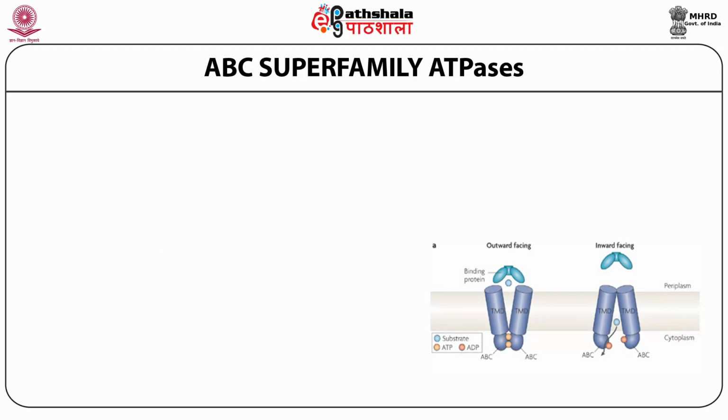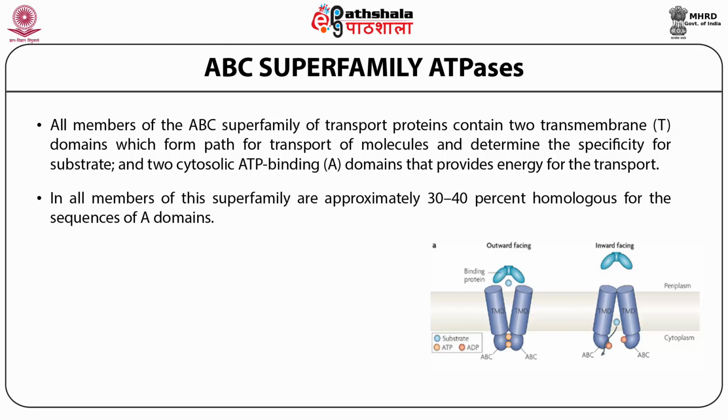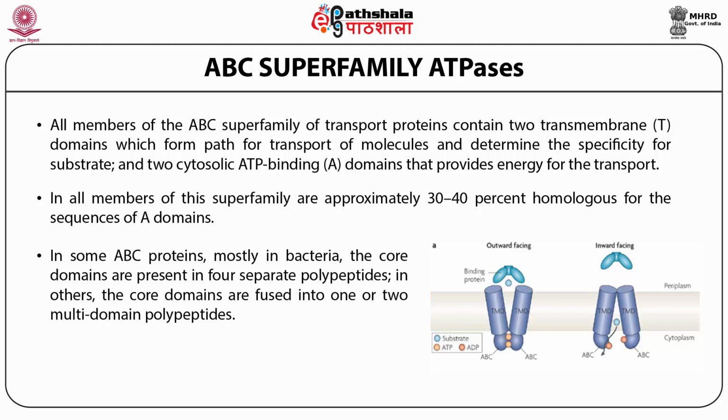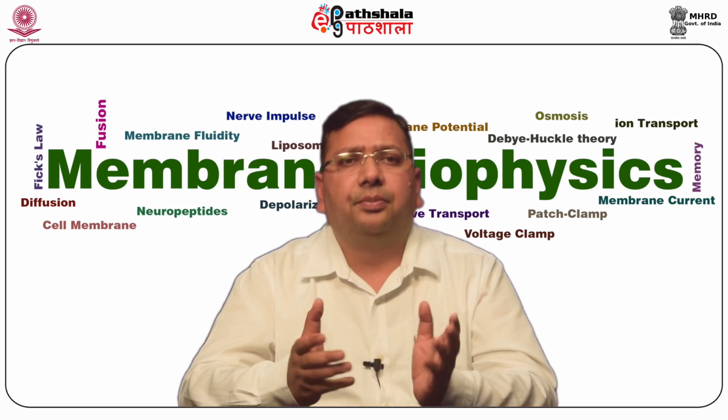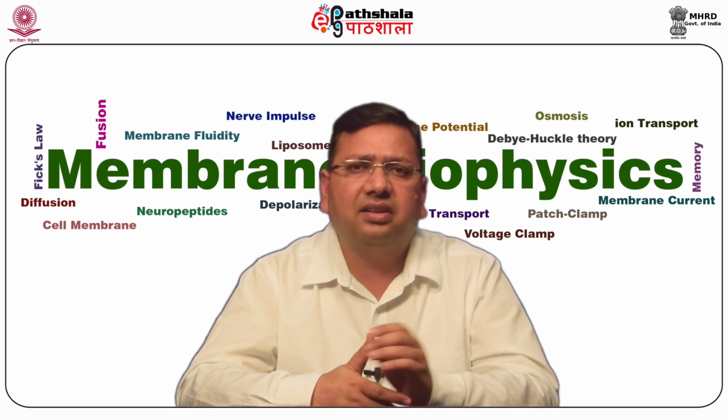As you see in the figure, all members of the ABC superfamily of transport proteins contain two transmembrane domains which form the path for transport of molecules and determine the specificity of the substrate, as well as two cytosolic ATP binding domains that provide energy for the transport. In all, the members of this superfamily are approximately 30 to 40% homologous in the sequences of the A domains. In some ABC proteins, mostly in bacteria, the core domains are present in 4 separate polypeptides. In others, the core domains are fused into one or two multi-domain polypeptides.